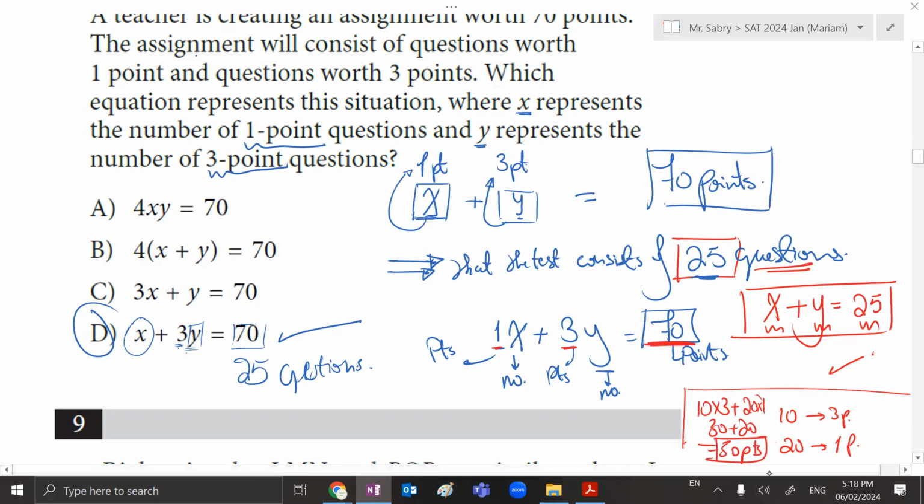How many questions were in this test? 30. Which is just this plus this, without the points at all, right? Yes. Makes sense? Yes. So that's why we added the x plus the y without the actual point values.